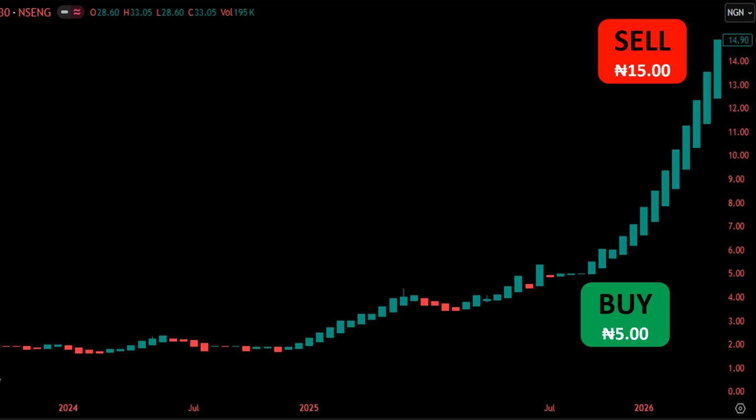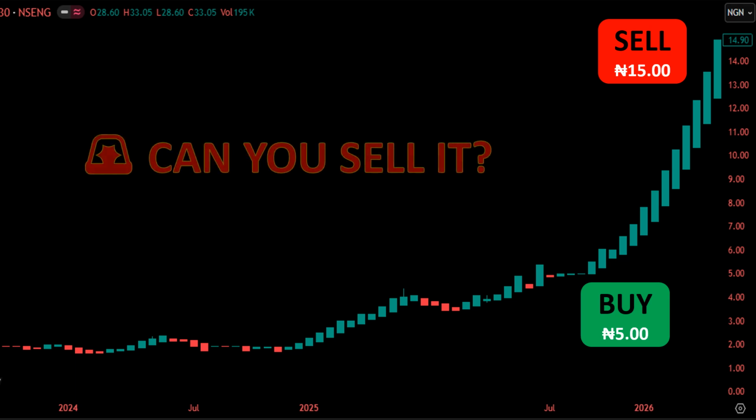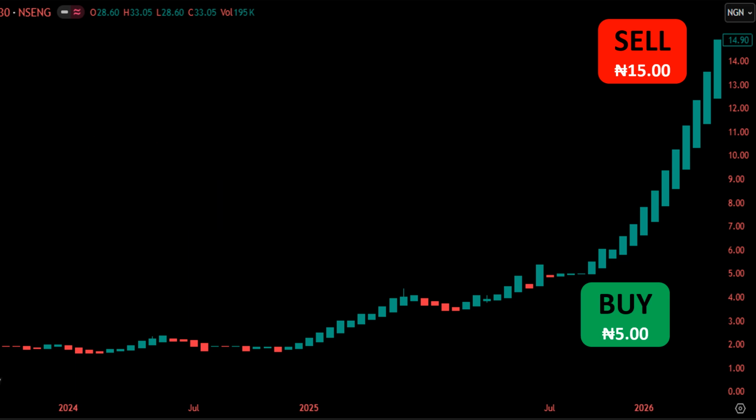Liquidity simply means how easily a stock can be bought or sold. The more buyers and sellers participating in a stock, the more liquid it becomes. The fewer buyers and sellers are available, the harder it becomes to enter or exit that position. This is why professional traders don't just ask, can this stock go up? They also ask, can I get out quickly if I am wrong? Or can I get out when I want to take profit? And that second question is often the difference between a successful trade and a frustrating experience.